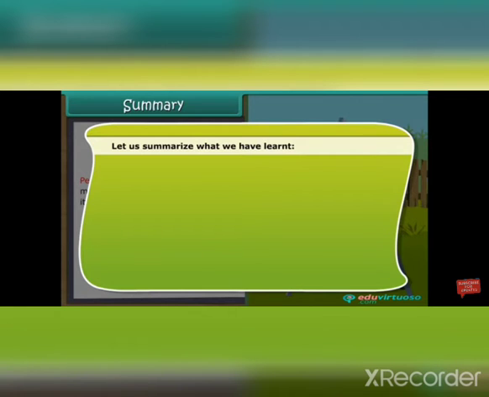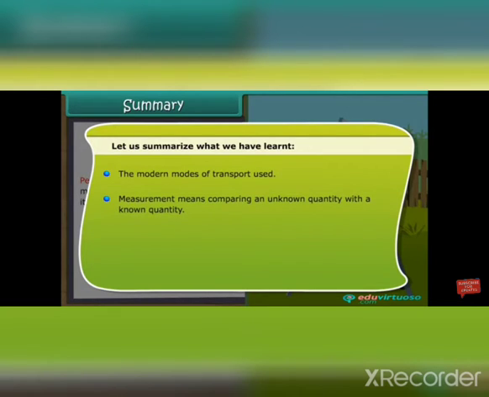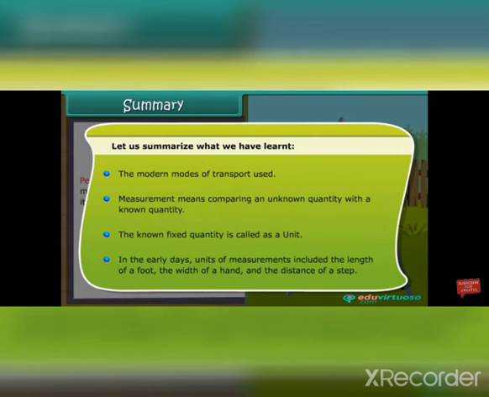Summary. Let us summarize what we have learned in this chapter. The modes of transport used. Measurement means comparing an unknown quantity with a known quantity. The fixed quantity is called a unit. In the early days, units of measurement included the length of a foot, width of a hand, and the distance of a step.